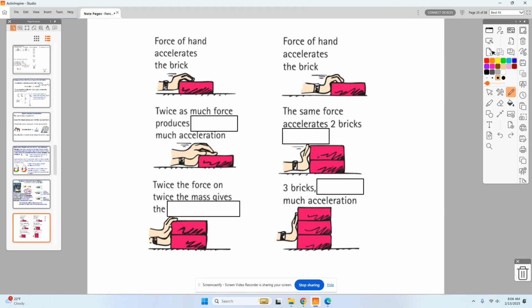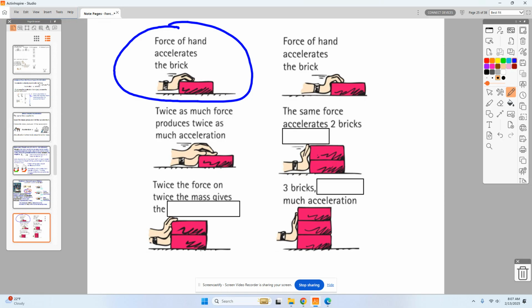Now, this is about proportional reasoning. You won't need a calculator for any of this. If this is my base case, a base case is the thing that I would look at to determine what happens. So the force of the hand accelerates the brake, pushes it to the right, produces a certain amount of change in motion. If I push with twice as much force, so instead of just one hand, if I push twice as hard, that should cause the brake to accelerate twice as much. So we would get 2 times as much acceleration there.